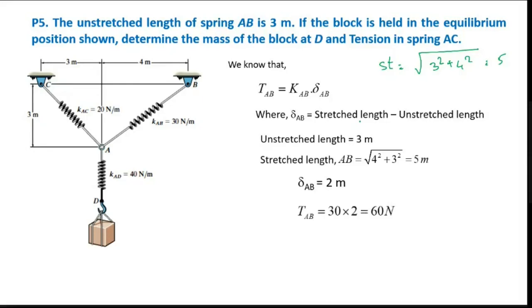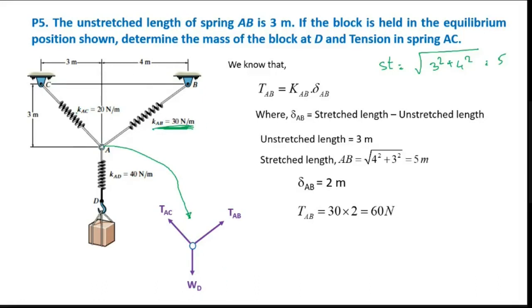Now we can identify TAB. So TAB will be equal to 30 into 2, right? Where 30 is the stiffness for this spring. Okay, we identified your TAB. Once you got that, you draw a free body diagram at A. So let us consider the free body diagram at A. When I consider A, you have TAB and weight W and TAC, right?